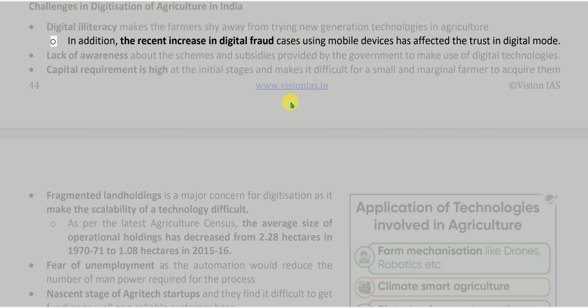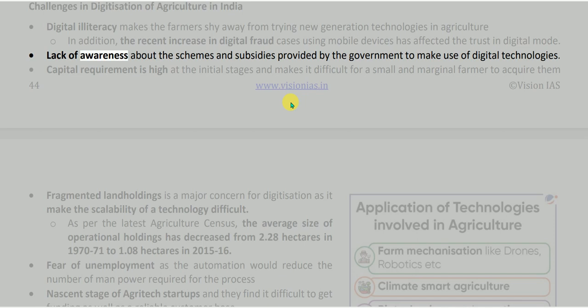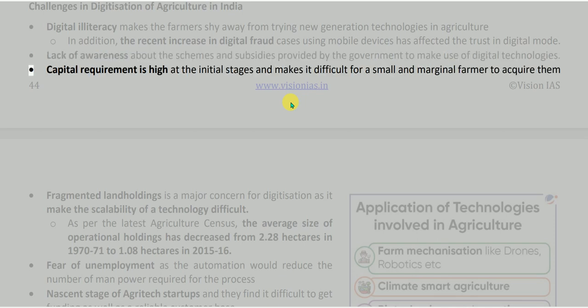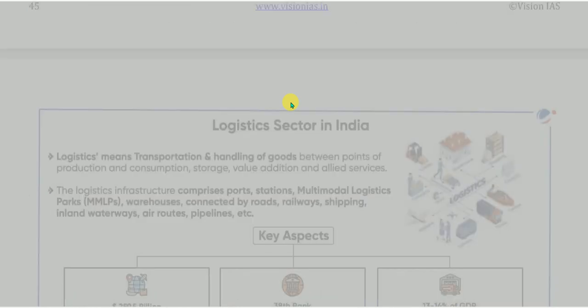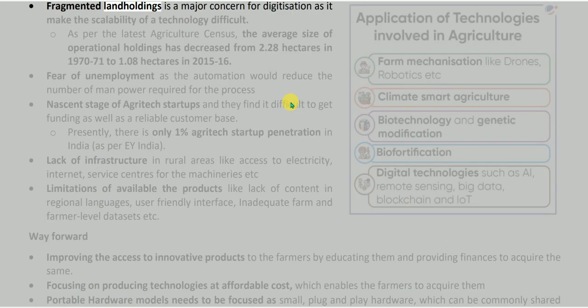In addition, the recent increase in digital fraud cases using mobile devices has affected the trust in digital mode. Lack of awareness about the schemes and subsidies provided by the government to make use of digital technologies. Capital requirement is high at the initial stages and makes it difficult for a small and marginal farmer to acquire them. Fragmented landholdings is a major concern for digitization as it makes the scalability of a technology difficult.